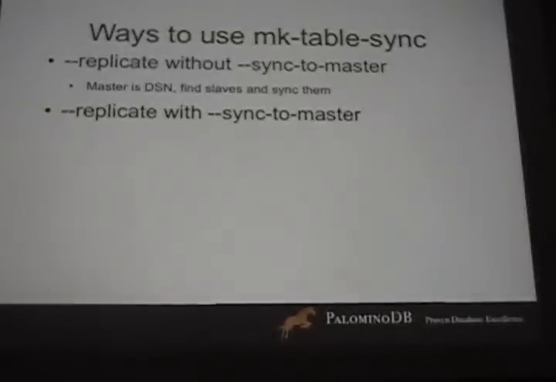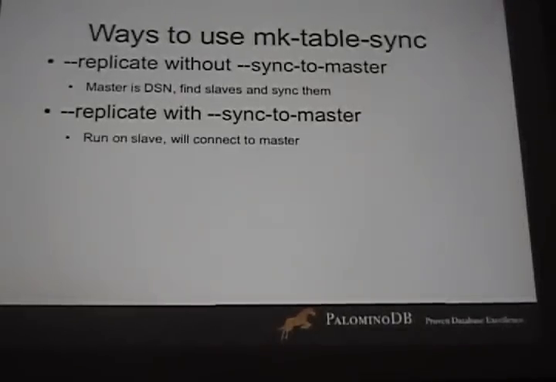That's the example that we had. If you use --replicate with sync to master, you're going to run it on a slave and it will connect to the master. So if you know that there's one slave out of sync, again, it's going to check that table that you give it with --replicate, but it's going to connect to the master and do it. Now why would you do this instead of the top one?